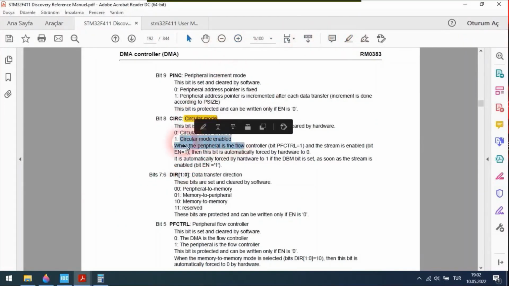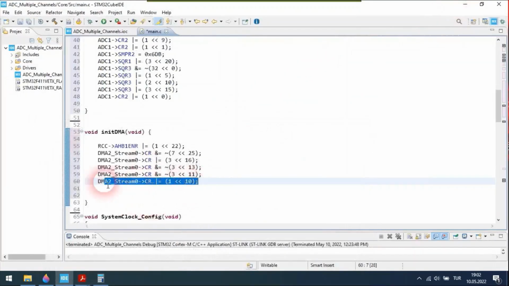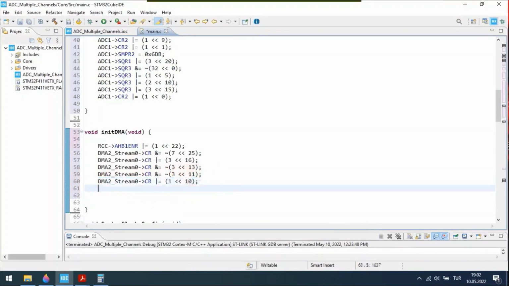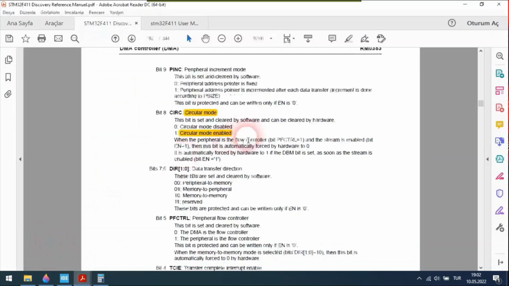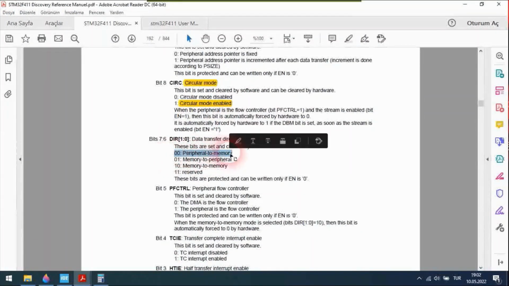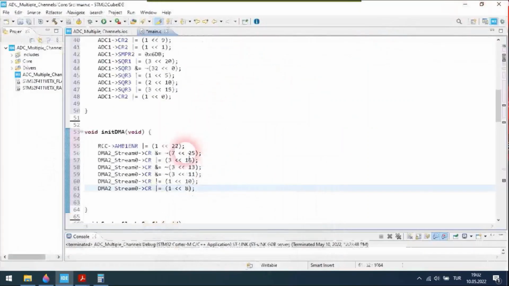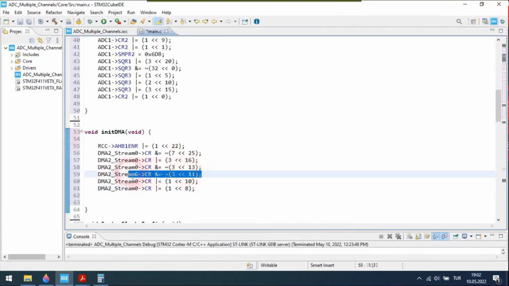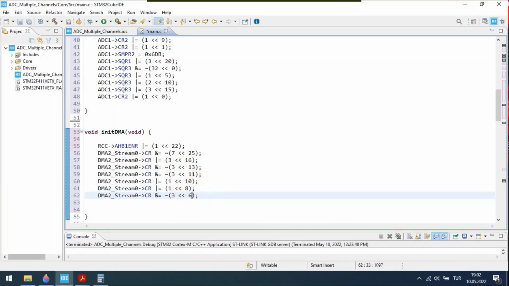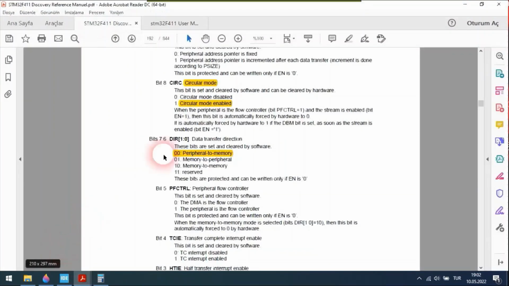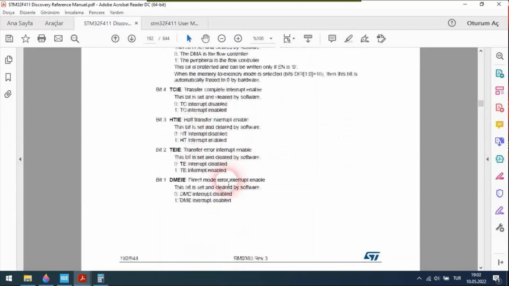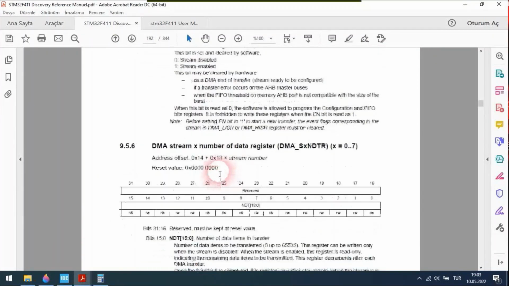Circular mode. We enable it. When the specified number of data are completed, it will point to beginning of array again, so that we will be able to read new values continuously. Data transfer direction. Flow will be from peripheral to memory. I will not use interrupt. That's why I skip these bits.